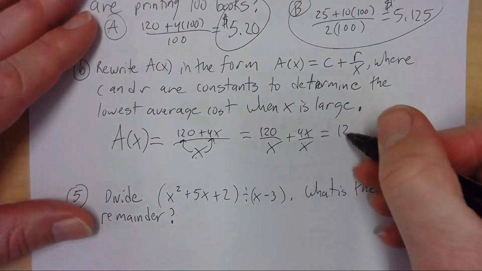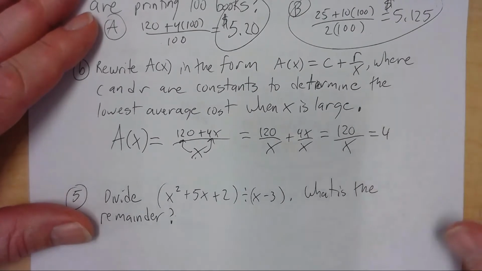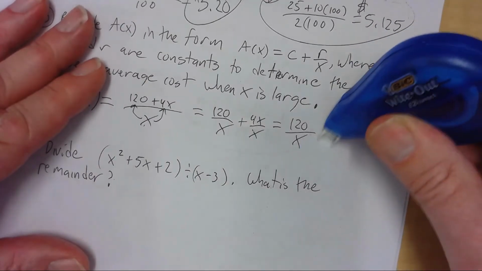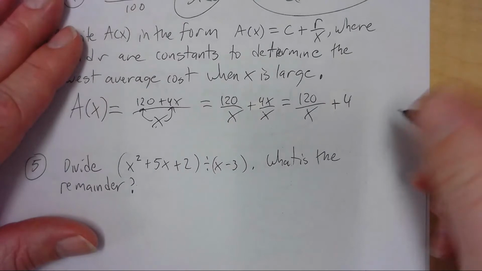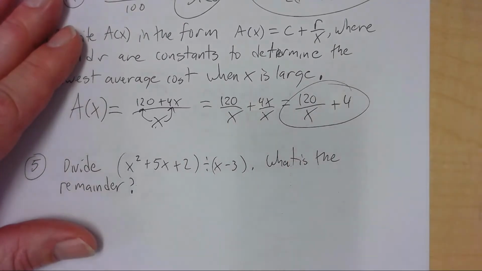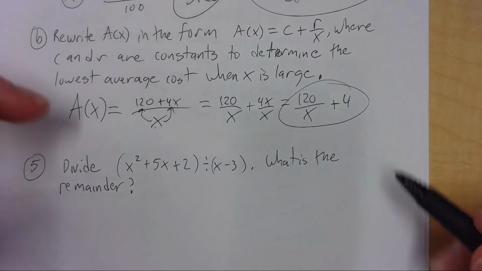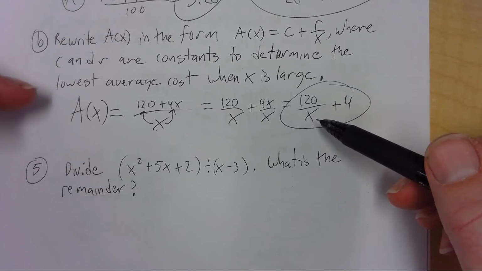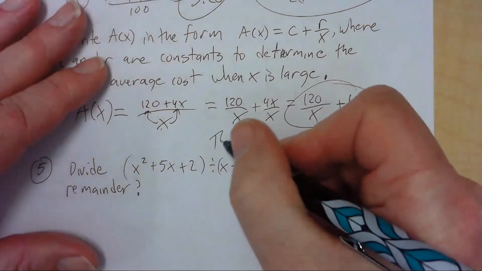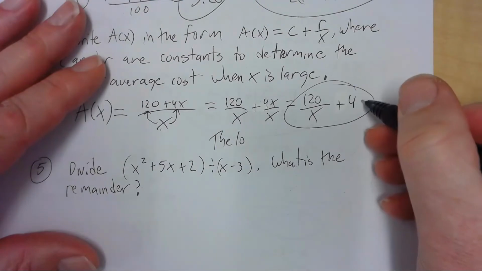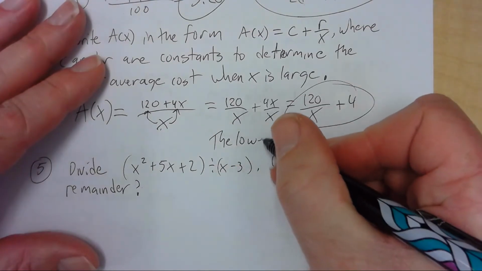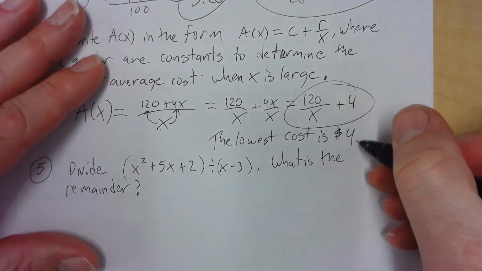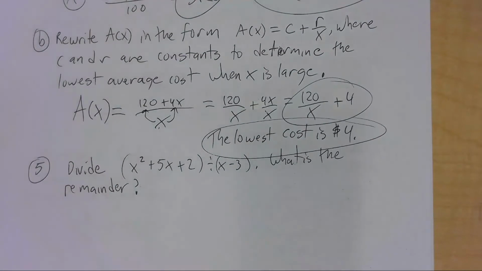Then we can rewrite this as 120 over x plus 4, because the x's cancel out and I'm left with that. All right, so when x becomes larger and larger and larger, that heads to 0. So what's the lowest average cost? If this goes to 0, the lowest average cost is $4. So by dividing that, I can see that.